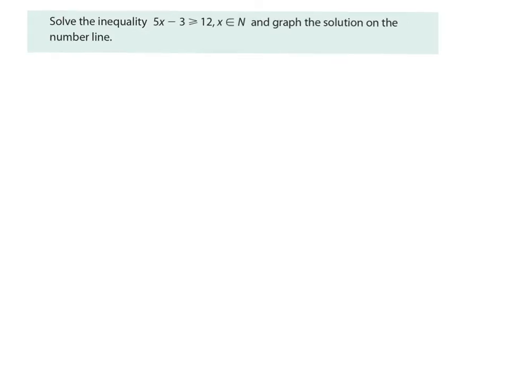So now back to our question at hand. We've 5x minus 3 greater than or equal to 12, and x is an element of the natural numbers. We're just worried about this part here. Don't worry about the x element of the natural numbers yet. Just worry about this part here. So we'll write it out first of all: 5x minus 3 greater than or equal to 12.